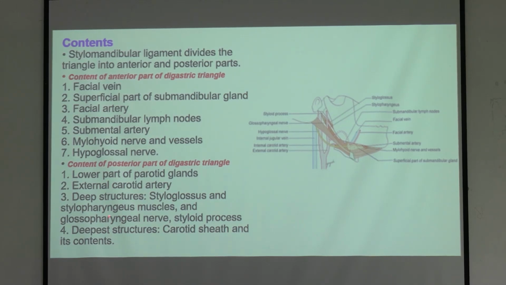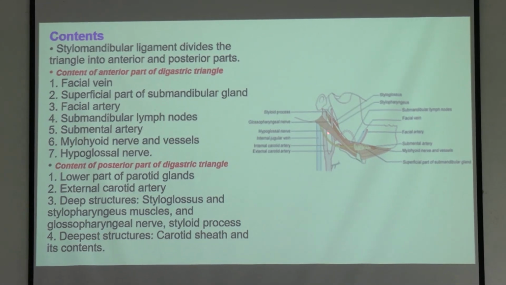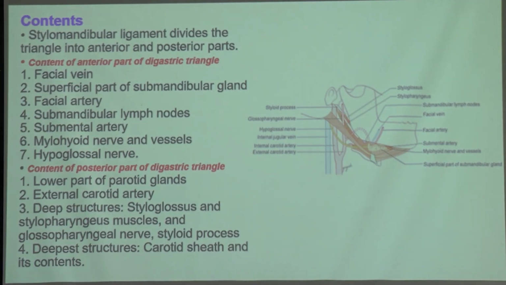Now we can find the division between the external and internal carotid. And in between, we can find one structure, that is the styloid process of the temporal bone. So that is also found here in the digastric triangle.